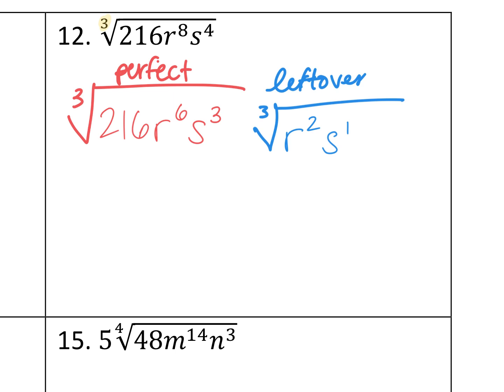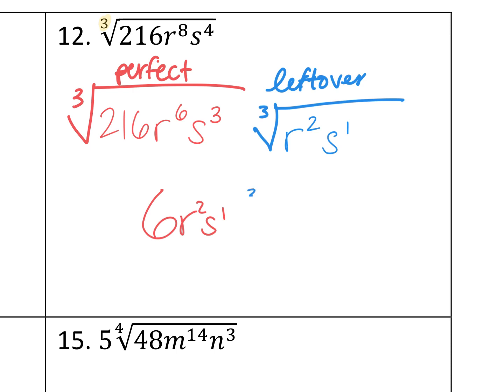Okay, 6. And remember, you're dividing the 6 divided by 3. So give me r squared. 3 divided by 3, S to the first, or you can just put S. It doesn't matter to me. I'll probably just put S.